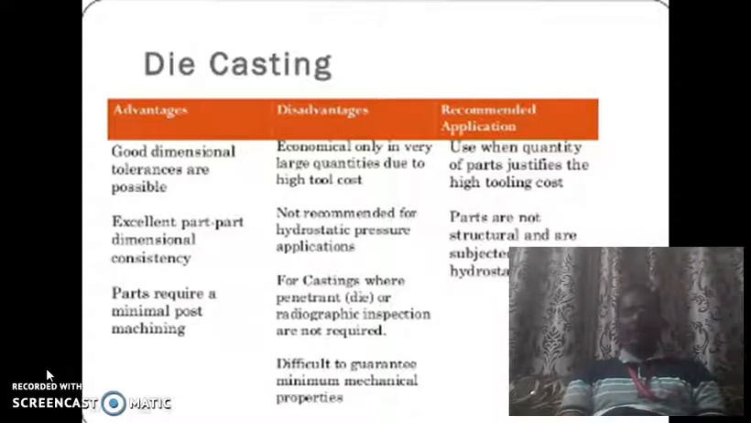The application of this die casting process is the manufacturing of small parts, justifying the high tooling cost. Parts are not structural and are not subjected to hydrostatic pressure. That is one of the drawbacks.